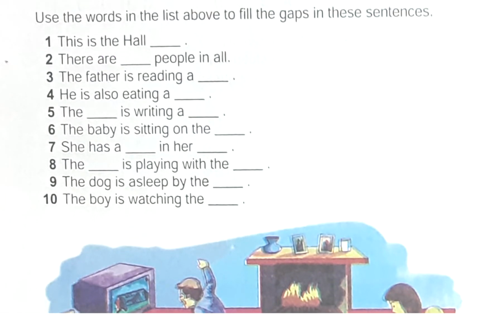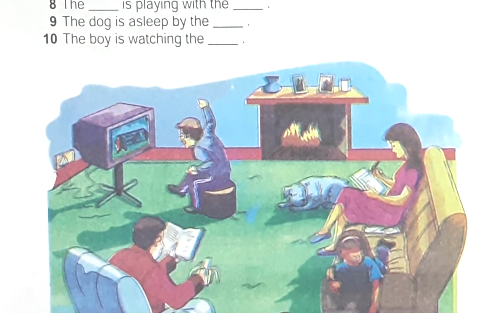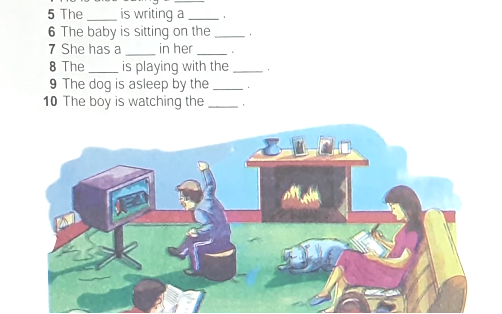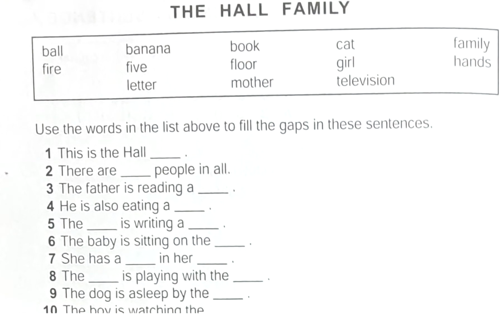This is the hall. See, if we think this is the hall, he is the hall, and this is his family. So let's see, is there any word like family here? A ball, banana, book, cat, family. Here is the family. So we will write here family.